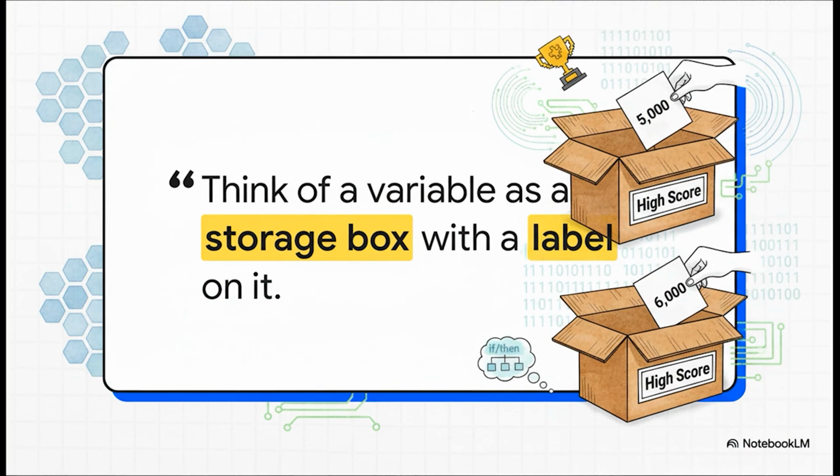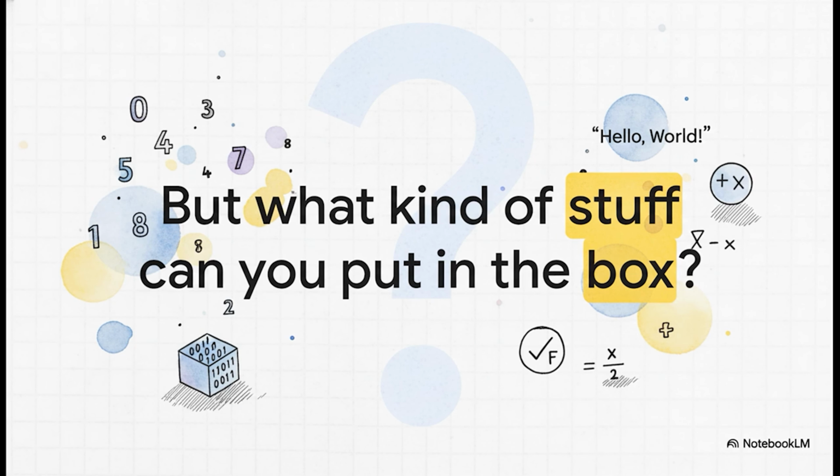And this right here is the perfect way to picture it. Seriously, just imagine a simple storage box. You take a marker and write a label on it, like high score. Then you put a piece of paper inside with the number 5,000 on it. That whole thing, the box, the label, the paper, is your variable. Now, if you beat your high score, what do you do? You just open the box, take out the old paper, and put in a new one that says 6,000. The box is the same, the label is the same, but the value inside has changed. That's a variable.